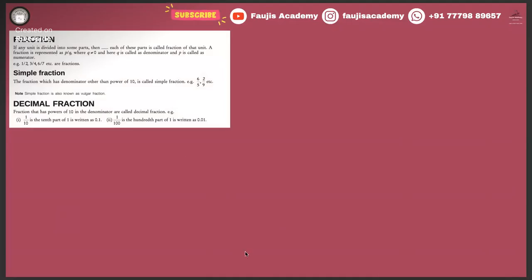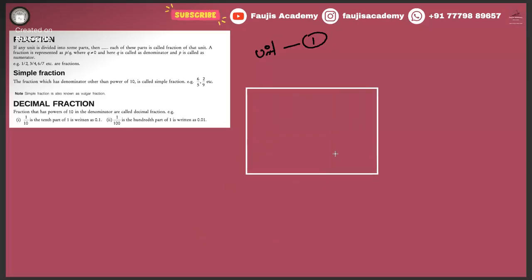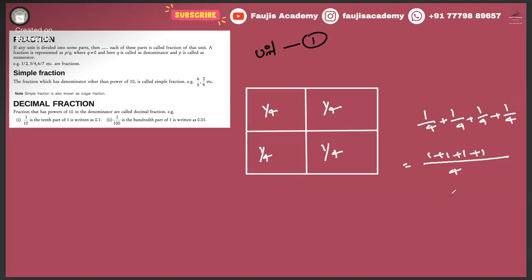Fraction: if any unit is divided into some parts. Unit means 1. If I draw a box like this, this is a unit, 1 unit of box. When we divide this into 4 different parts, we are making the fraction. Each of these will be 1/4 of the box. If we add all these 1/4, how much do we get? We get one complete whole. This one whole is also called unity.